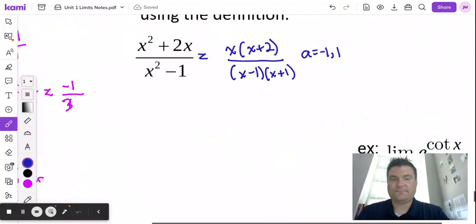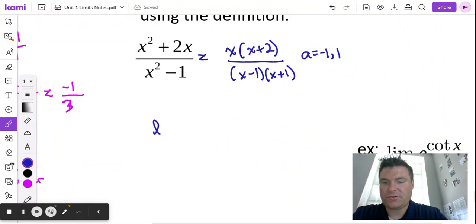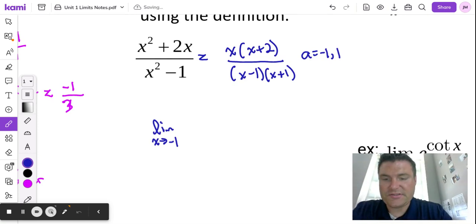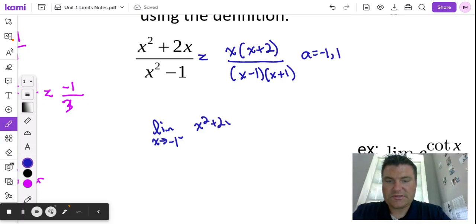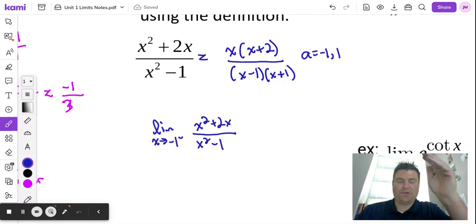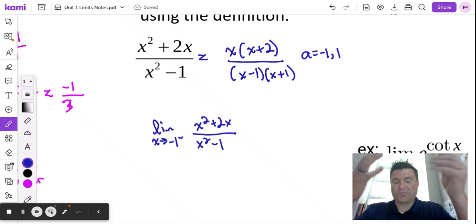So I want to show the limit as x approaches -1. You can pick the right or the left, it does not matter. Just for giggles, I'll pick left of this function, x squared plus 2x all over x squared minus 1. Now, it's super easy to make a number line for this one, since this is a rational function, polynomial on top and bottom, to see when this function is positive and negative, because I know this goes to either infinity or negative infinity, because I'm going to get the form of number over 0.